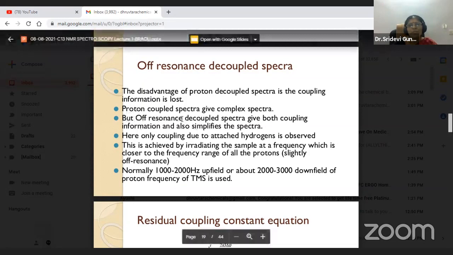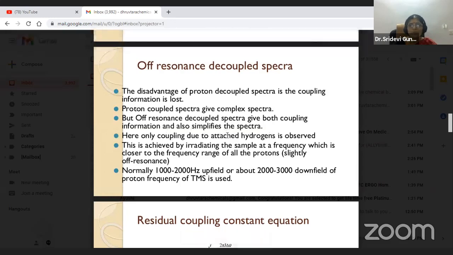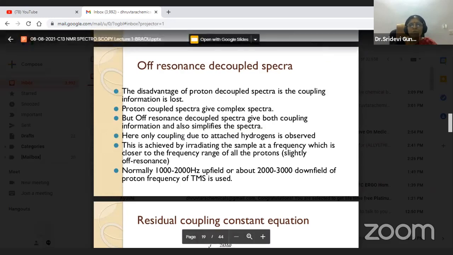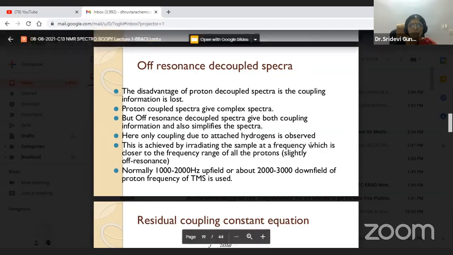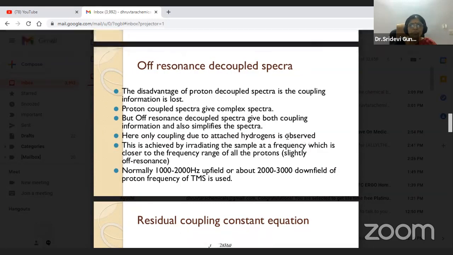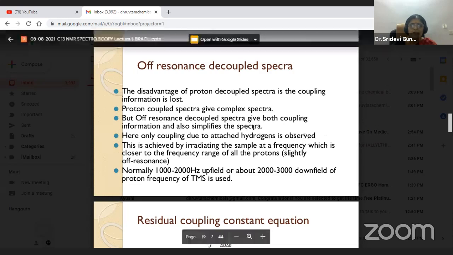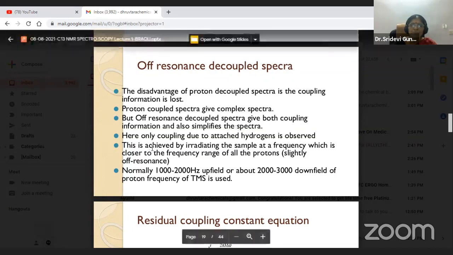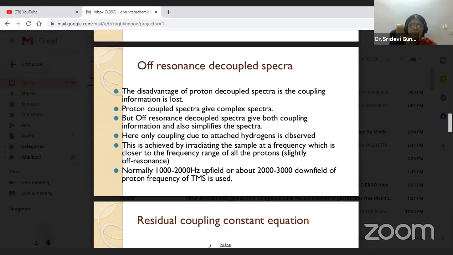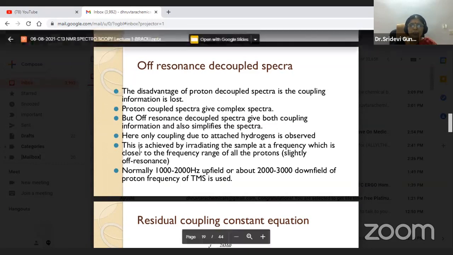How? Off-resonance decoupled spectra give both the coupling information and also simplify the spectra. Here, only the coupling due to attached hydrogens is observed. That is, J1 coupling is observed, and J2, J3, J4 couplings are not observed. So that is the reason why coupling information is retained and the spectra are simplified. And how is it achieved? It is achieved by irradiating the sample.